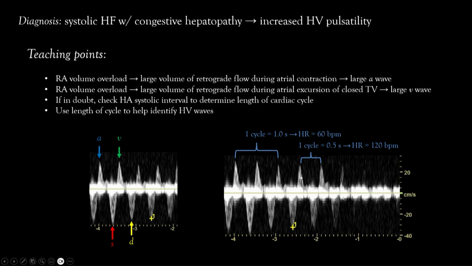In contrast, if we had a 2-peak cycle, 1, 2, 1, 2, that would indicate the patient's heart rate is more like 120. So if you have knowledge of the patient's heart rate and a hepatic arterial waveform, that can help you sort out how many waves constitute one cardiac cycle, which can be helpful in sorting out which wave is which, and then in identifying associated pathologies.